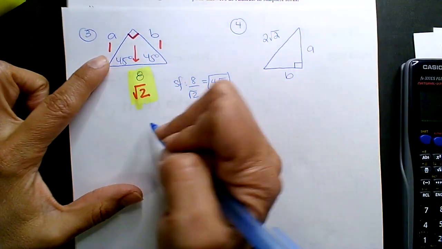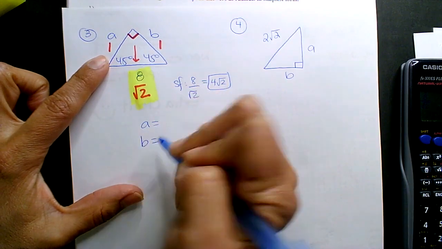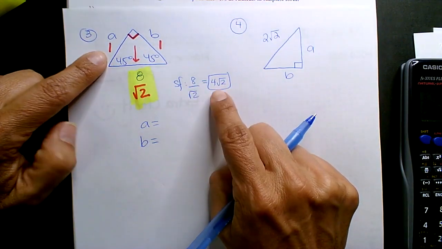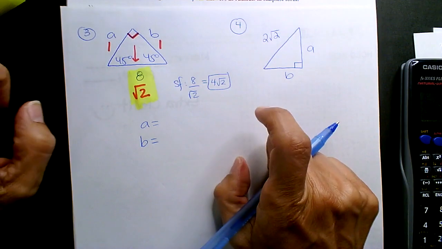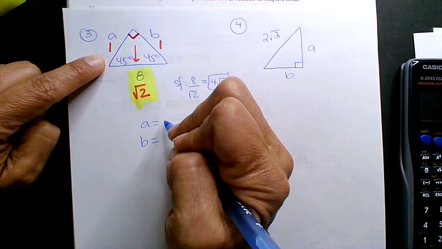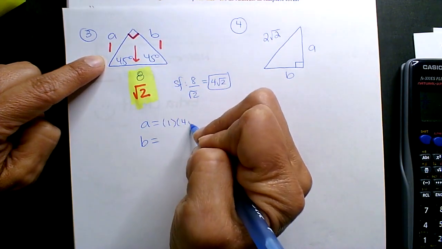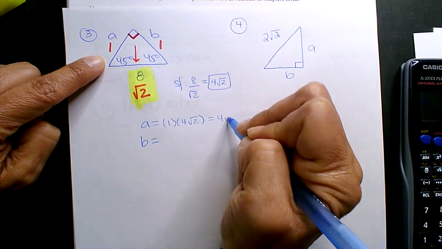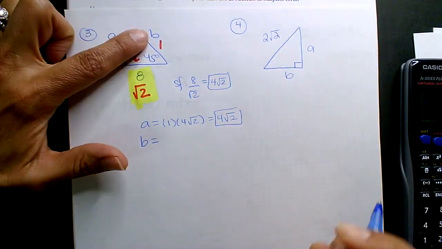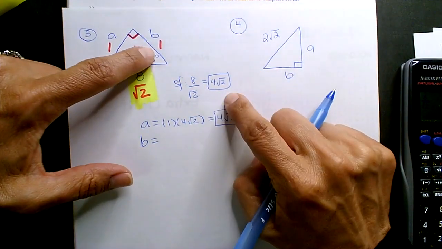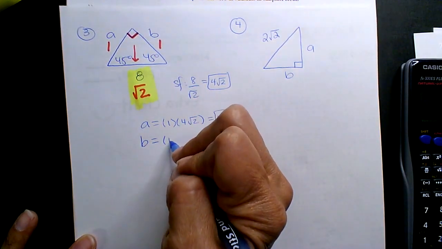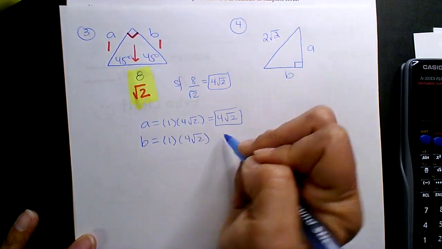So now, how do you find A? How do you find B? It is always reference times your scale factor. So what is 1 times 4 rad 2? And then what is the value of B? What is 1 times 4 rad 2? And that's it.